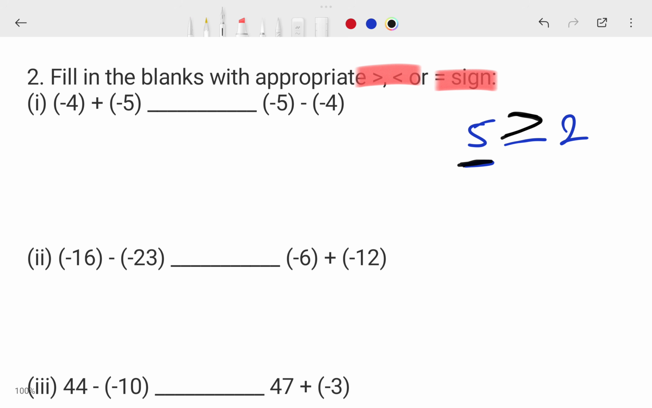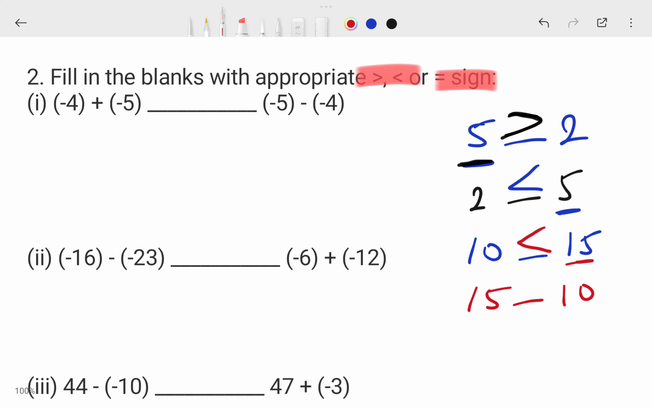Let's suppose this question: this is 2 and this is 5. Which is greater? Of course 5 is greater, so the mouth will turn like that. I hope you understand. The mouth will turn only toward the greater number. Let's suppose this is 10 and this is 15. You will say 15 is greater, so the mouth will turn toward 15. Let's suppose this is 15 and this is 10. Of course 15 is greater, so the mouth will turn like that. If 2 and 2 are there, both are equal, so just put the equal sign. Okay, you know that one.